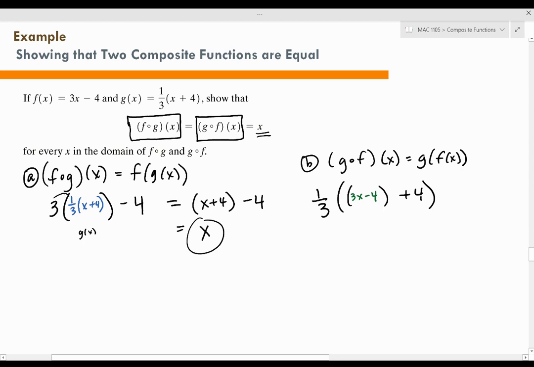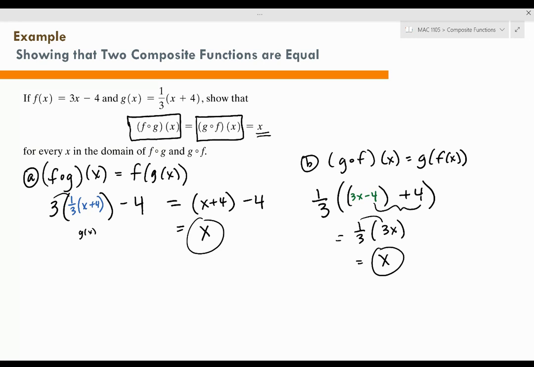Okay, and just like the other one, I'm going to go through and simplify. So I'm going to do what's in parentheses first. So negative 4 plus 4 is 0. So that gives me 1/3 times 3x. 1/3 times 3 is 1. So that just leaves me with x. Okay, so the question wanted to know, are these two equal? Yes, they are. They both gave me x.